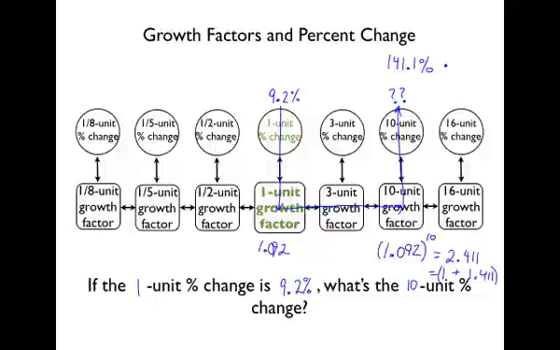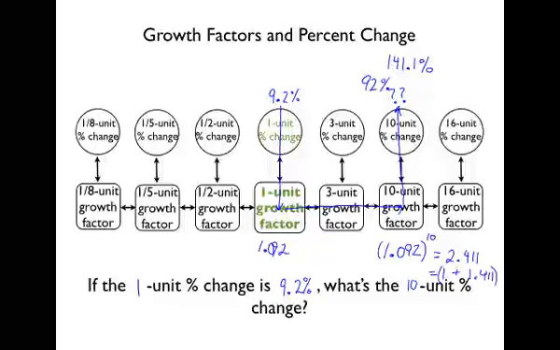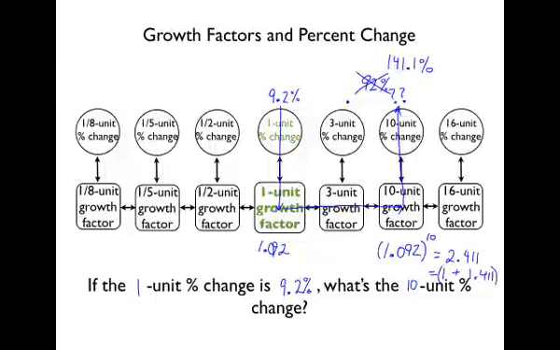Notice it's not, what do we say? It's not what? Take this times 10 and you get something else, 92%. Not even close, right? So here's a great question to ask. Why isn't it 10 times 9.2%? Instead, it's this much higher value, 141%.